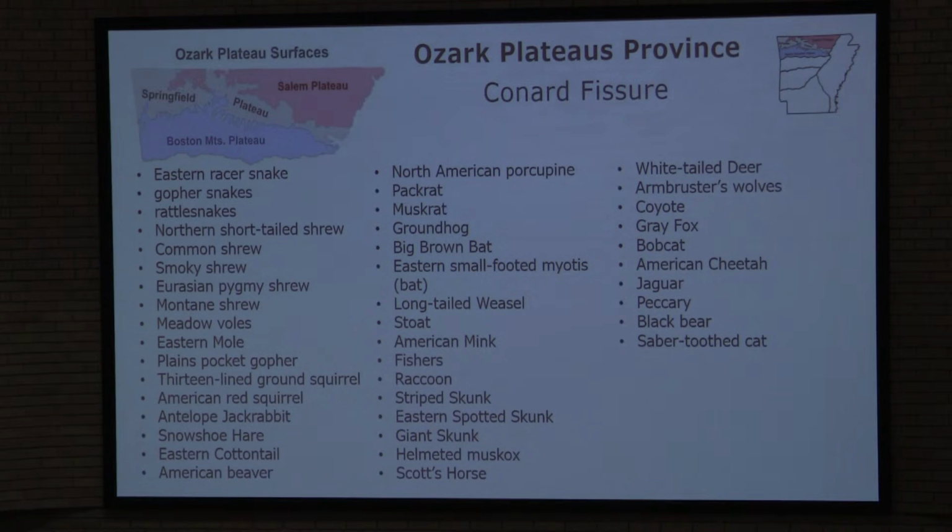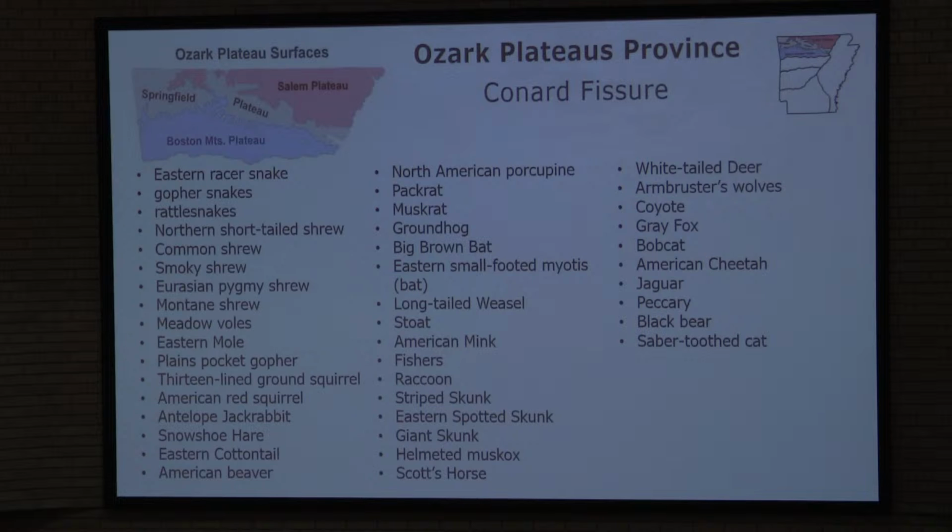All sorts of critters. And we have everything from stuff you expect to find today, like rattlesnakes and gopher snakes, moles, gophers, beavers, bears. But then you get the weird things. We had cheetahs that lived here. We have different kinds of wolves. We had these saber-toothed cats, muskox, an early version of a horse. So you have all these different kinds of animals that are living in this area.